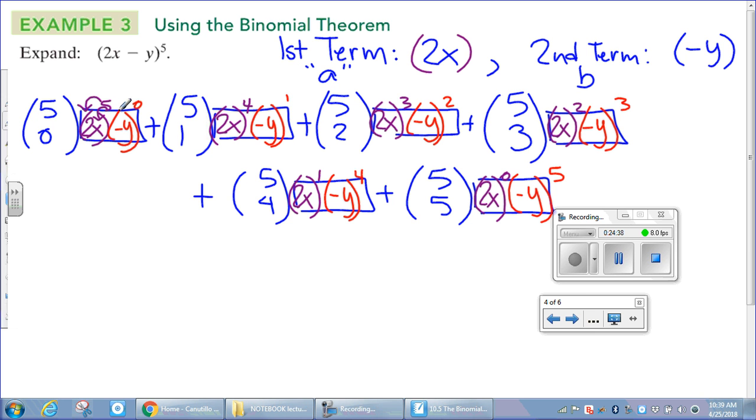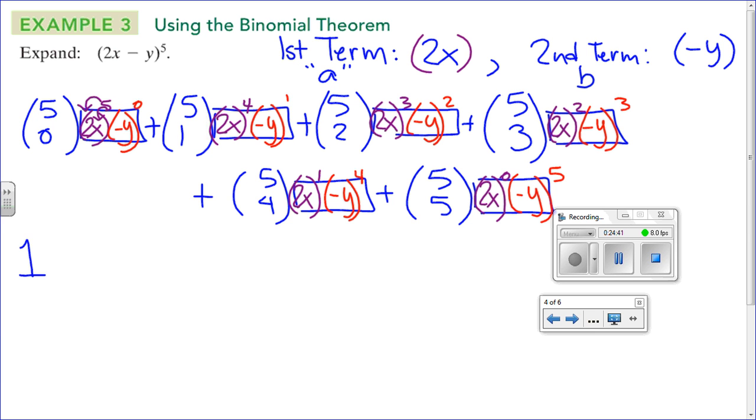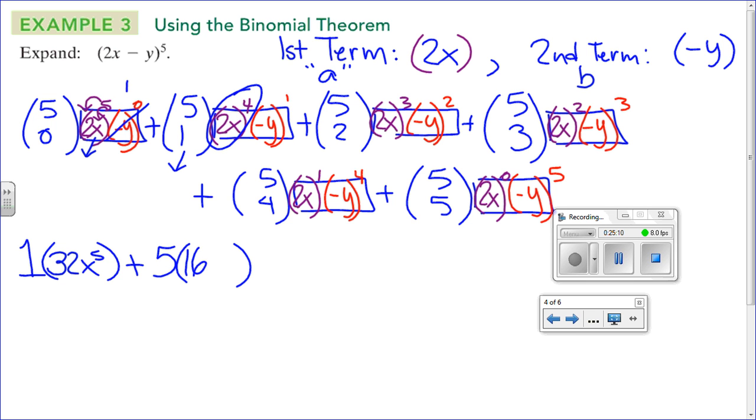So the coefficients are 1. And then here, what is 2 to the 5th power, guys? 32. So 32x to the 5th. y to the 0 is just 1, so I don't need to multiply by anything here. Now my next coefficient, 5 choose 1, you get 5. And then here, 2 to the 4th is 16, and then x to the 4th.